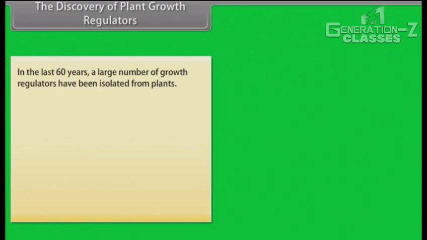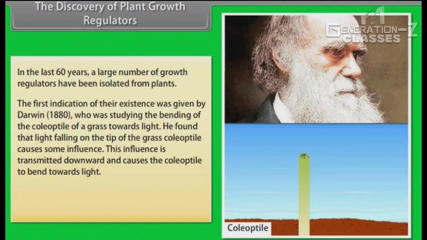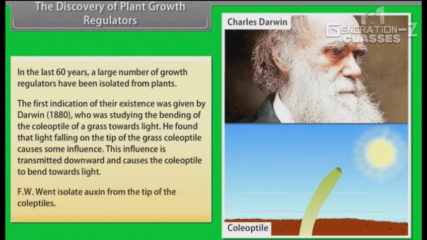The discovery of plant growth regulators. In the last 60 years, a large number of growth regulators have been isolated from plants. The first indication of their existence was given by Darwin, 1880, who was studying the bending of the coleoptile of a grass towards light. He found that the light falling on the tip of the grass coleoptile causes some influence. This influence is transmitted downward and causes the coleoptile to bend towards light. F.W. Went isolated auxin from the tip of the coleoptiles.